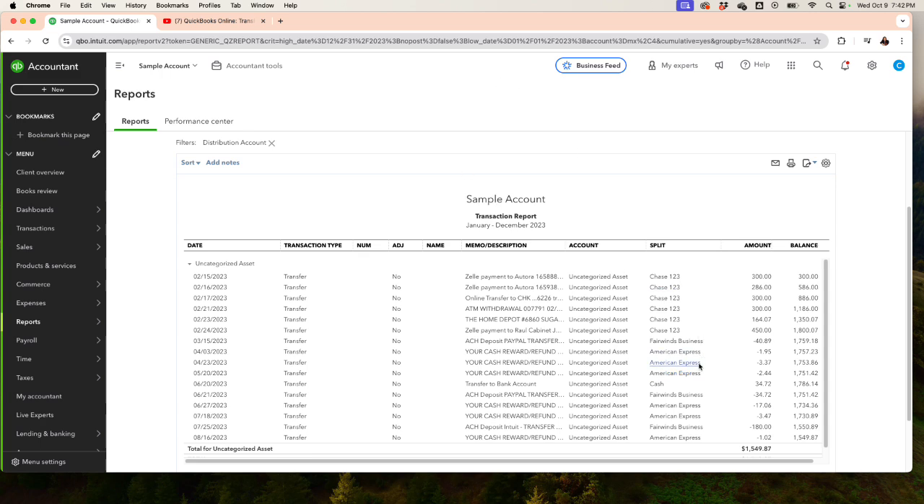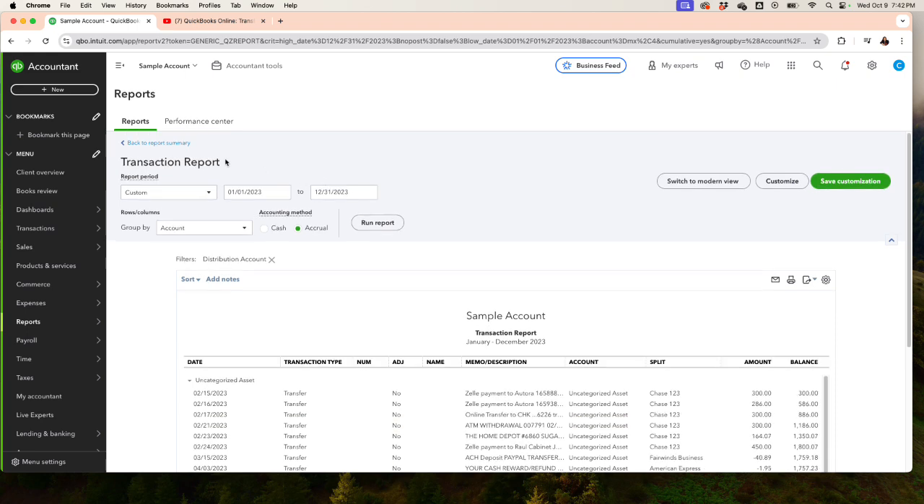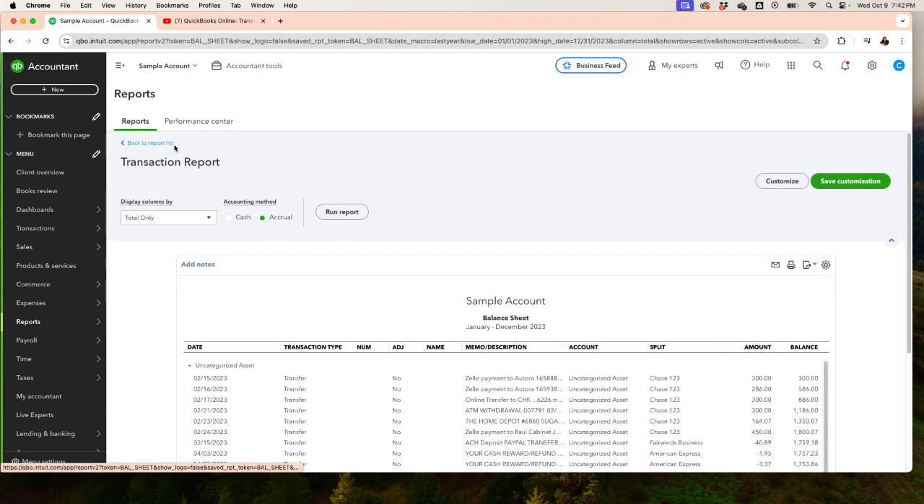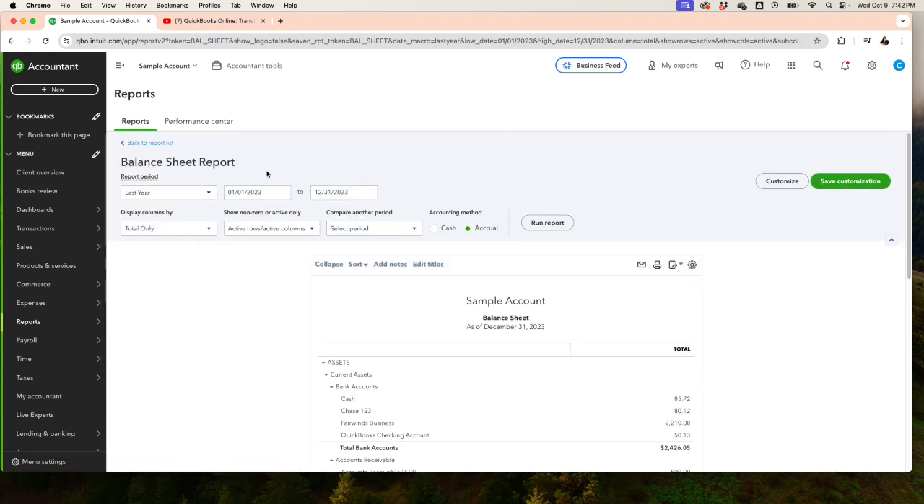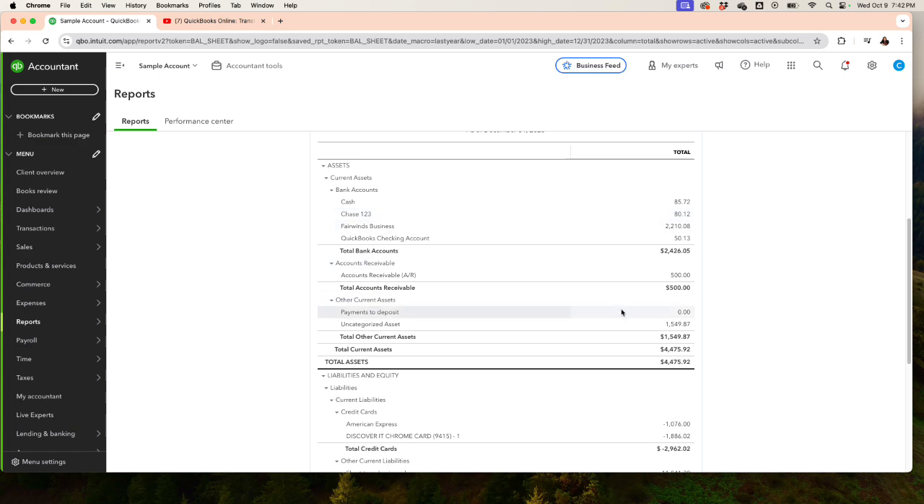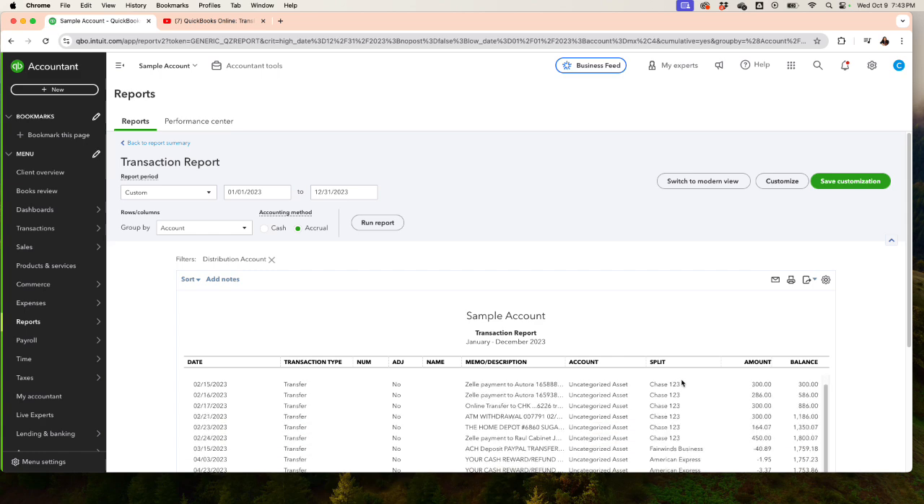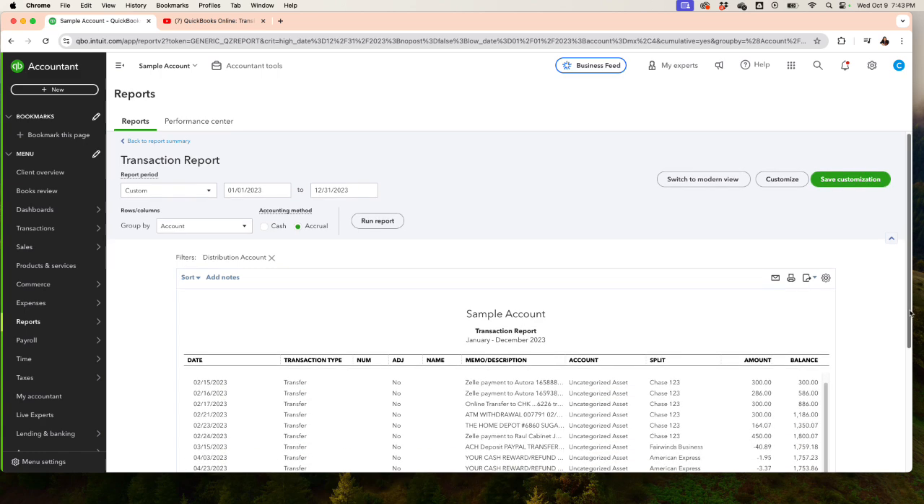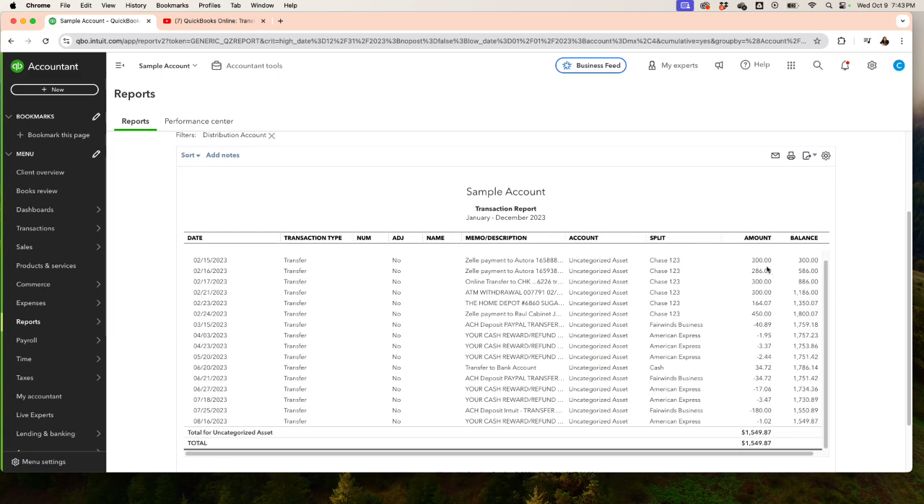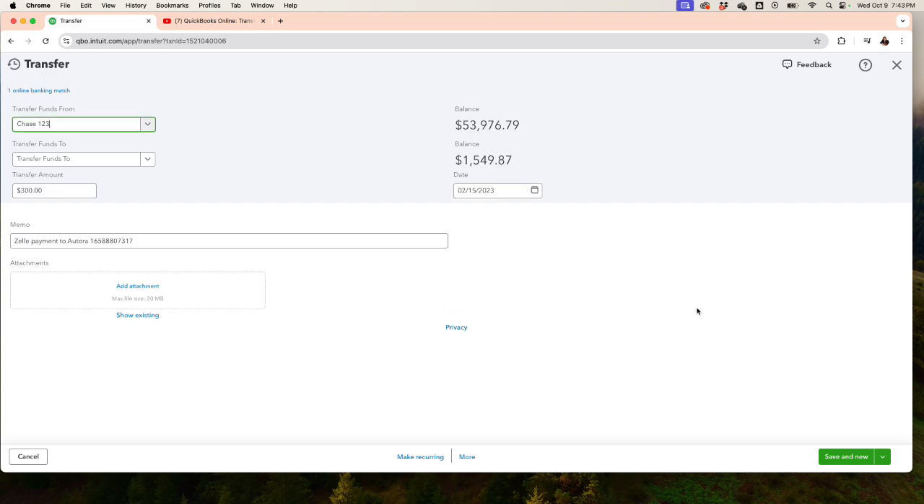So this is the list of those transactions which are uncategorized. We can find it on your balance sheet. So I'm looking at the balance sheet last year. I see the uncategorized assets. If I click on it, all those transactions are going to show up here. If I click on these transactions, it's going to open up for me and show the details of this transfer.